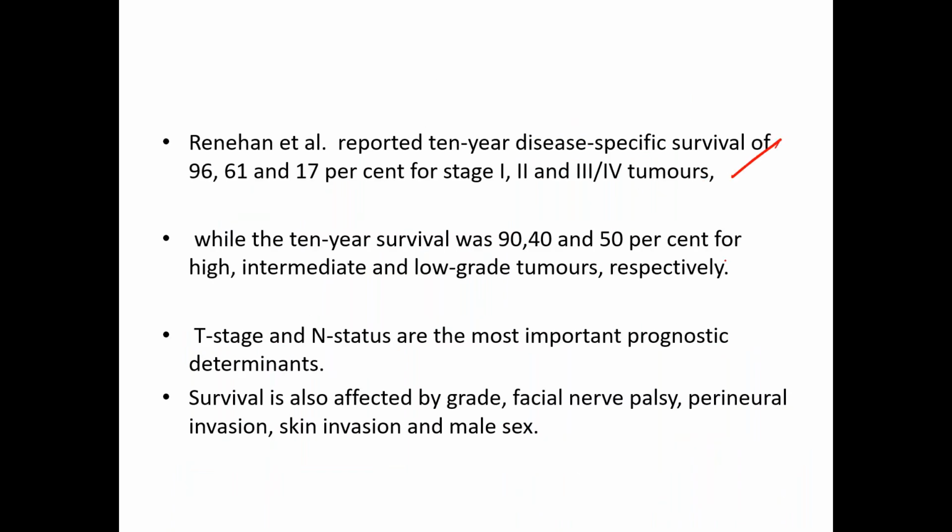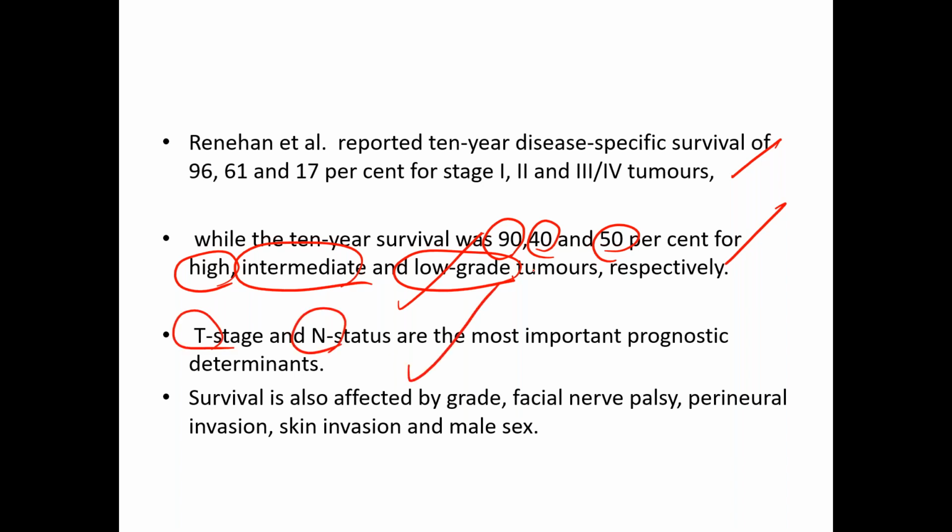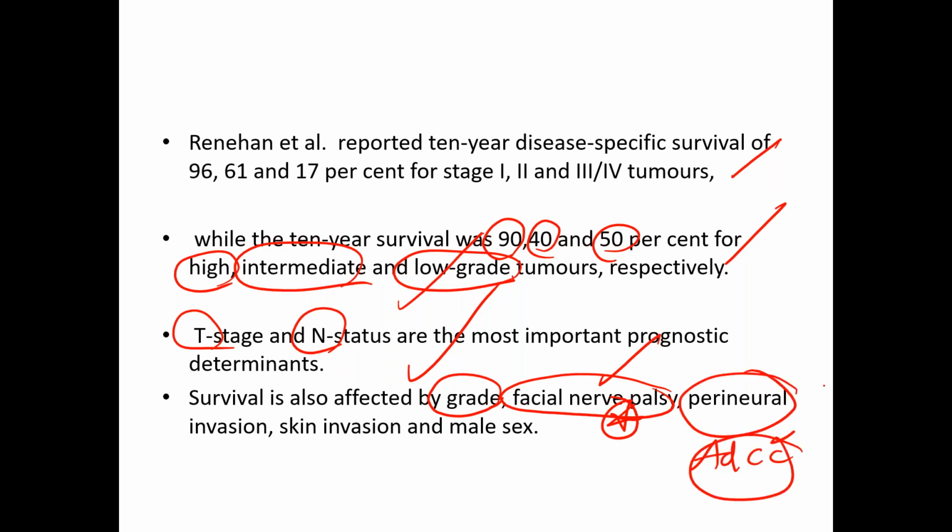Disease survival rate based on high, intermediate, and low grade tumors is 90, 40, and 50%, you can just say. So this is survival rate, and T stage and N stage are also important for prognosis. Survival is dependent upon grade of the tumor. Facial nerve palsy is an important factor always in parotid tumors. Perineural, I told you adenoid cystic carcinoma, it has got perineural spread. Skin invasion is also prognostic, and male sex is a bad prognostic feature for salivary gland tumors.